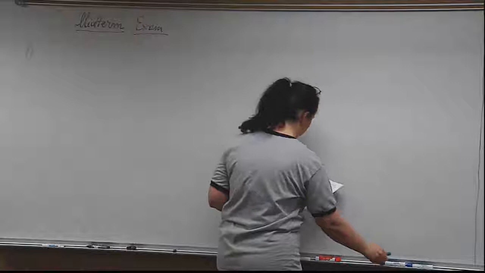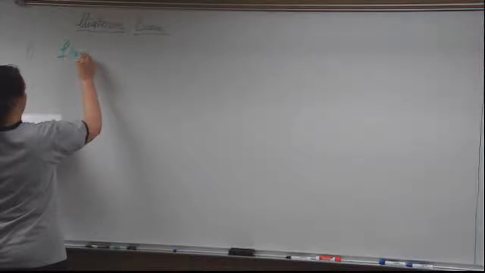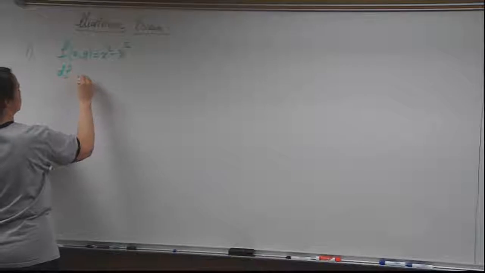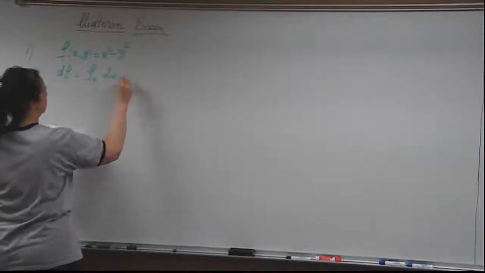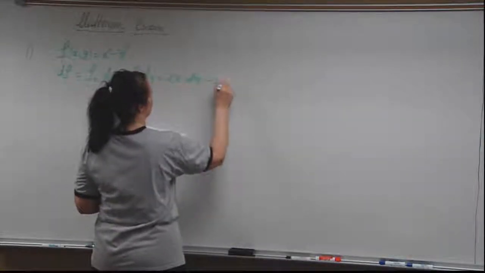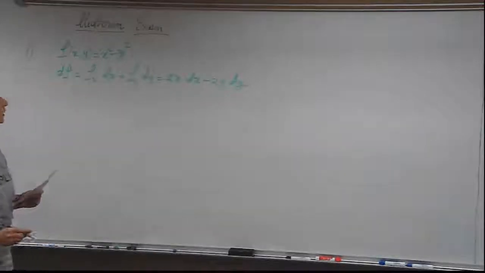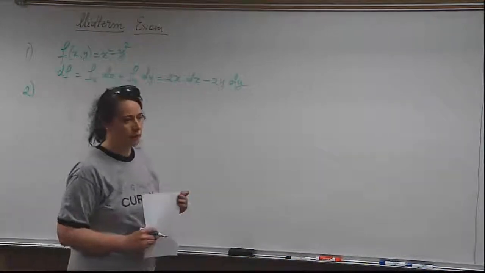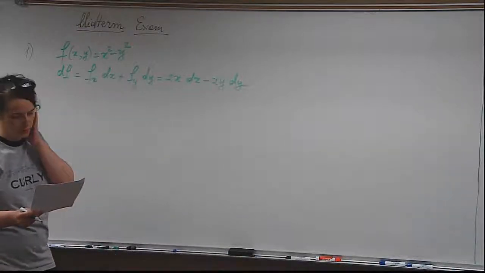I'm going to go ahead and solve each problem with you. So you have the function f of x, y to be x squared minus y squared, and the differential was f sub x dx plus f sub y dy, which is 2x dx minus 2y dy. That was something very easy. It was not supposed to give you any headache, and the big majority of you did a fine job on this one.